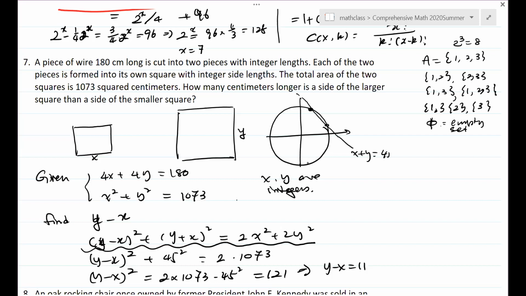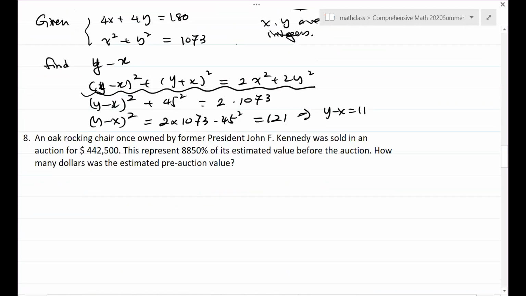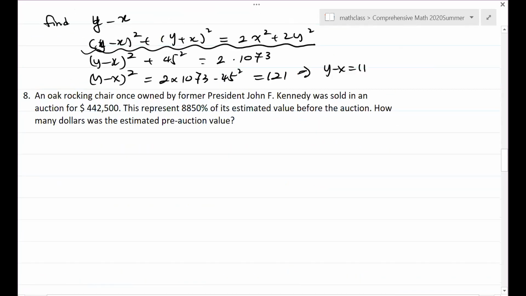Yeah, if you don't use this equation I gave to you, then you need to solve it step by step. Okay. So the next question is, an ochre rocking chair once owned by former President John Kennedy was sold in an auction for $442,500.